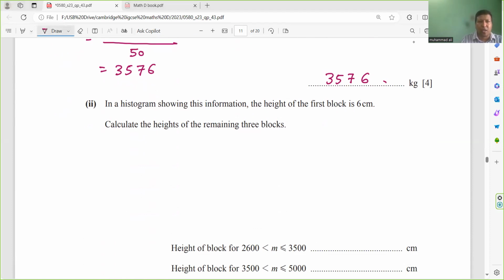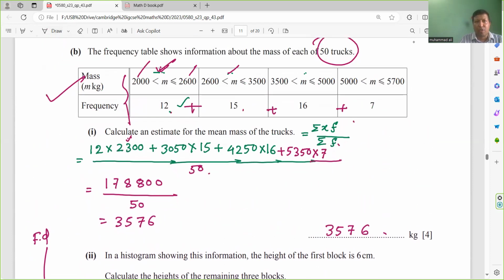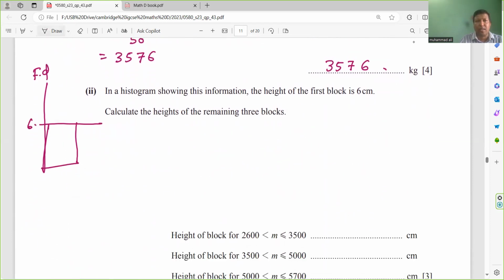If we draw the histogram, the first block height is 6 centimeter. The frequency density here is 6 centimeter. The first block is 2000 to 2600. Here they said the height of the first block is 6 centimeter. Calculate the height of the remaining three blocks.